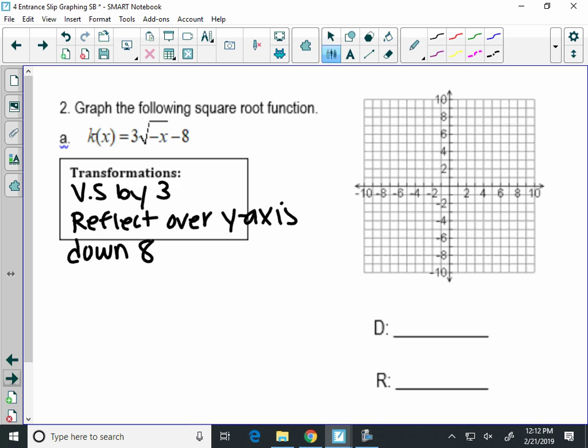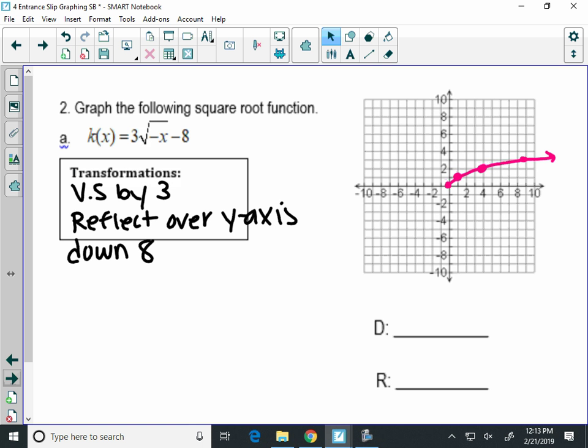Now, I did not give you the parent function this time. So if you need to graph the parent function on the grid, that might be helpful for you. You start at the origin, then you have the points (1, 1), (4, 2), and (9, 3). If it helps you to plot those points so that you can see where you start from, then by all means, graph the parent function. And I'm going to have it there just so we can reference it.